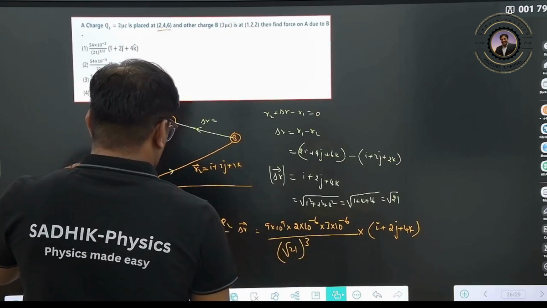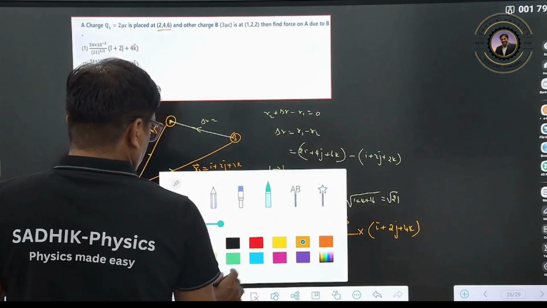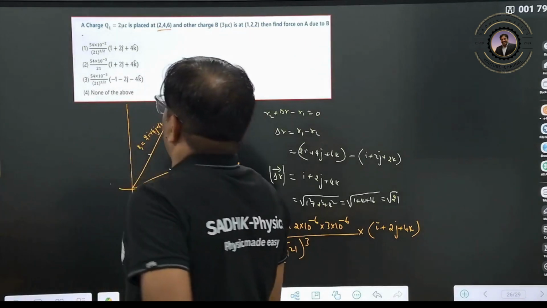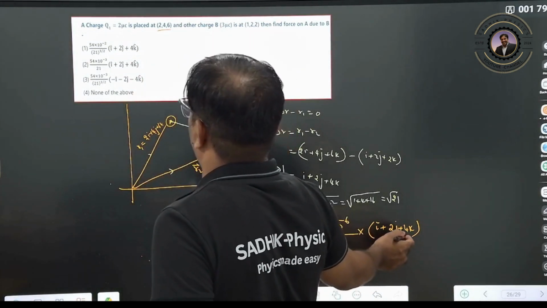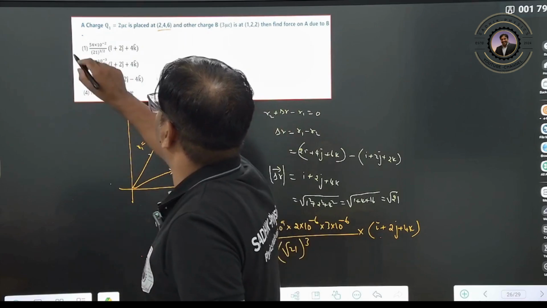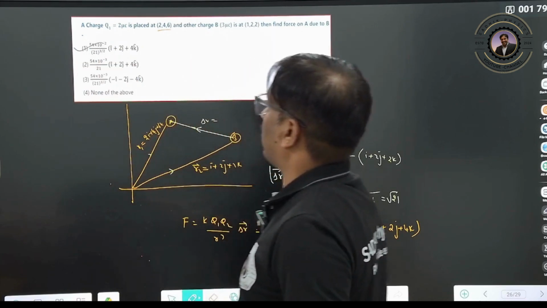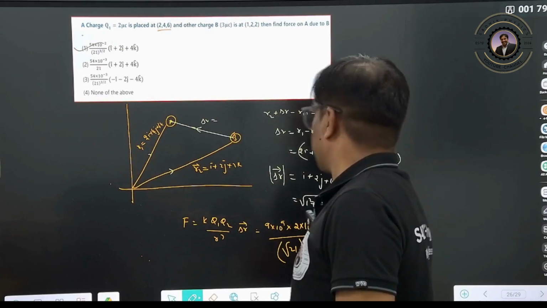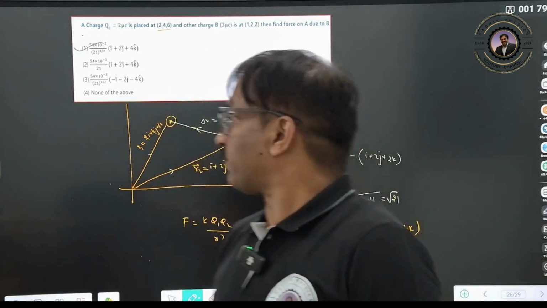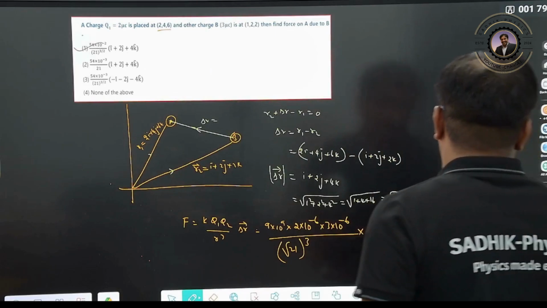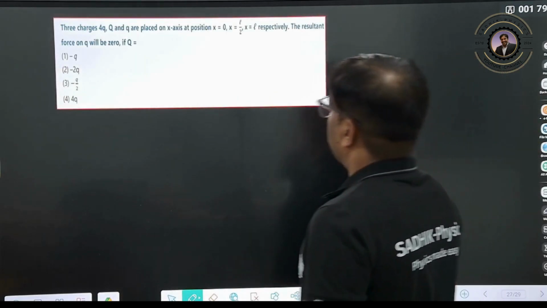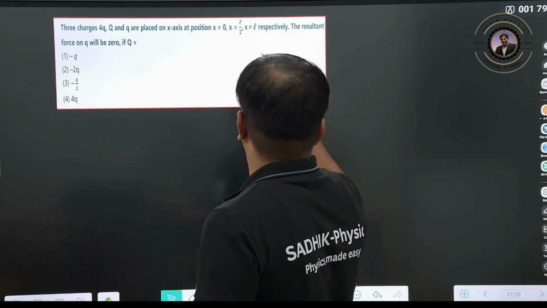It will get it as I plus 2J plus 4K. Therefore, here first option will be your correct answer. Clear? Right? This is also one of your new variety questions. Now let us see one more question.